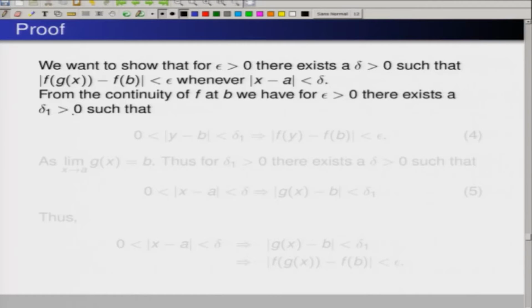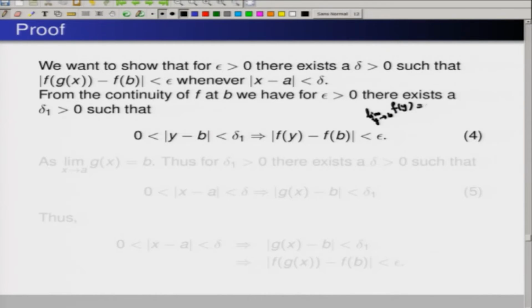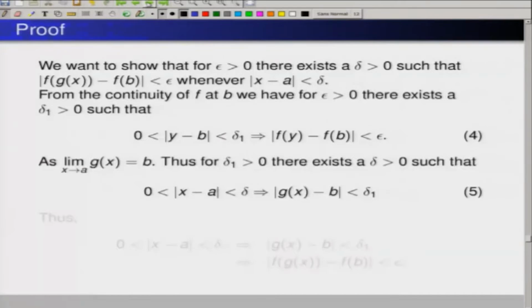f of b. Now, if I take a y with |y − b| < delta 1, then by the continuity of f at b, |f(y) − f(b)| < epsilon, because that means the limit as y goes to b of f(y) is equal to f(b) by the continuity. So, now I have got a delta 1 from the continuity of f. Also we had been given that the limit of g(x) as x goes to a is equal to b, right.